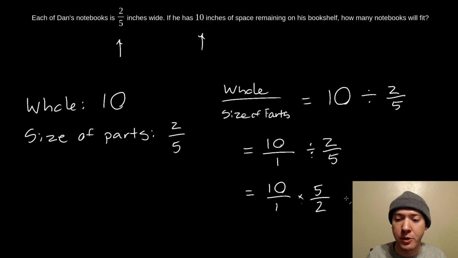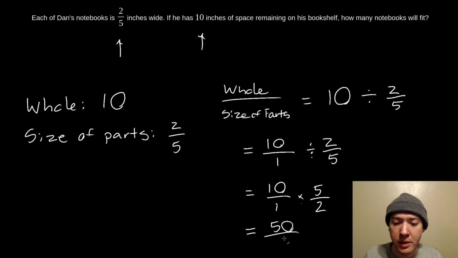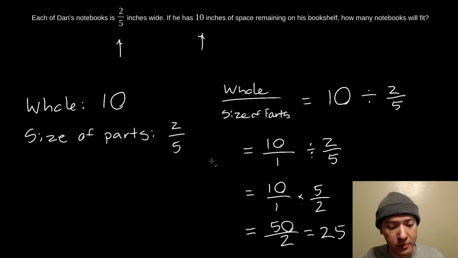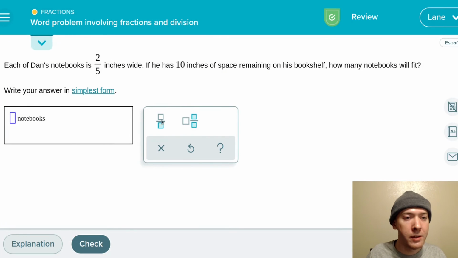So we change division to multiplication, and we flip over the second fraction. And now we're just multiplying two fractions, so we can multiply straight across. 10 times 5 is 50, and 1 times 2 is 2, and 50 divided by 2 is 25. So our answer should be 25. Let's go back over to Alex and put that in.